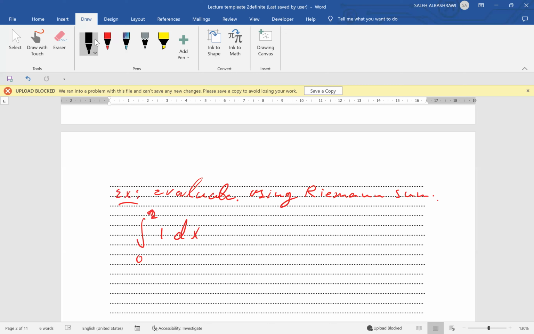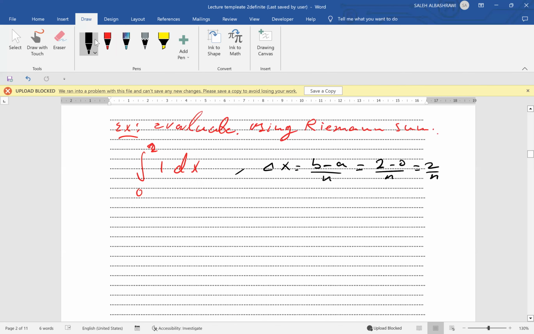Now for this one, the first step we need to find delta x. Delta x is equal to (b minus a) divided by n. That's equal to (2 minus 0) divided by n, which is 2 over n. And we know that the integral is equal to the limit as n goes to infinity of sigma i equal to 1 to n of f of xi star times delta x.